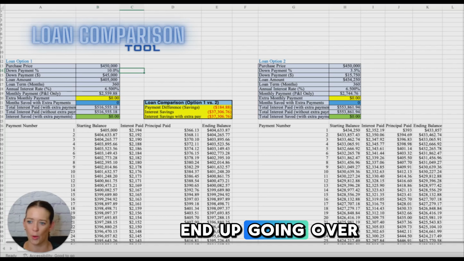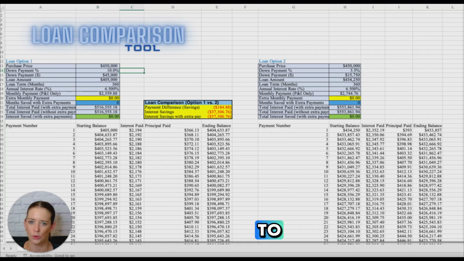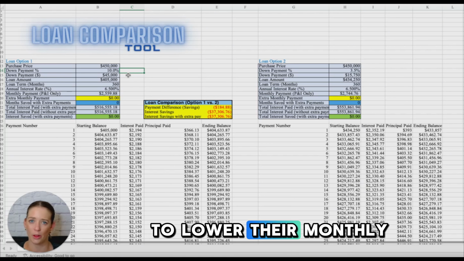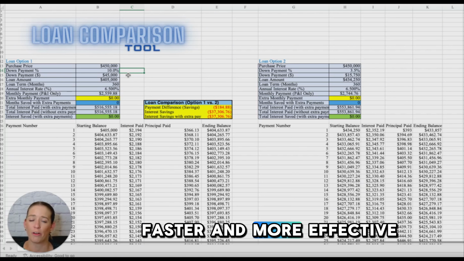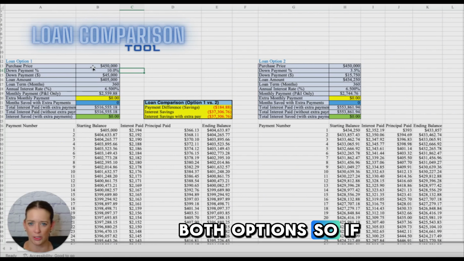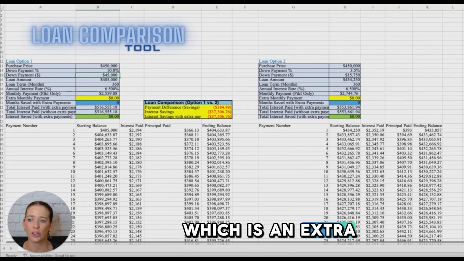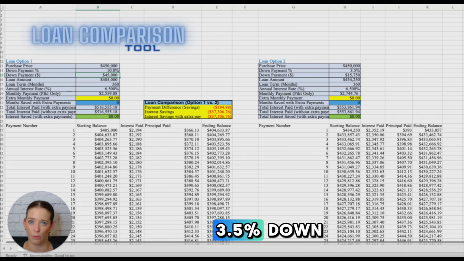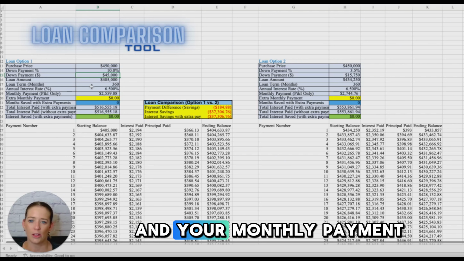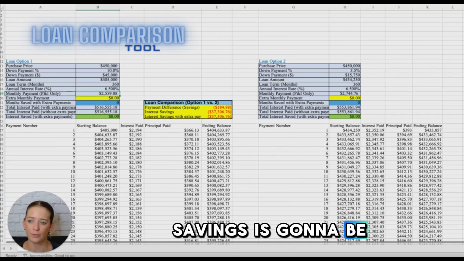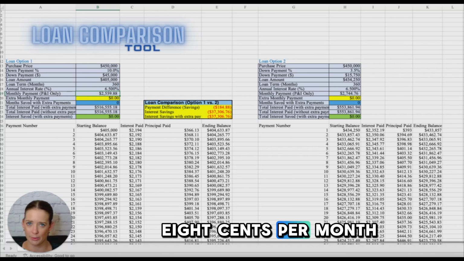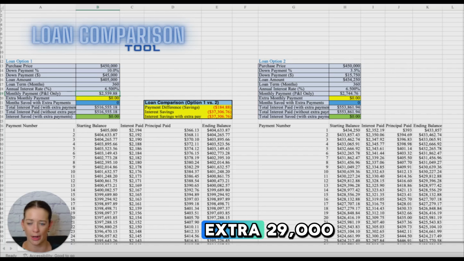But what I often end up going over with them is the way you can utilize seller credits to do an interest rate buy down to lower their monthly payment. And that's usually a faster and more effective way to do so. But I'll show you both options. So if you put 10% down, that raises your down payment to $45,000, which is an extra $29,250 compared to the 3.5% down. So you're an extra $29,250 out of pocket, and your monthly payment savings is going to be $184.88 per month. So it's not a huge difference for an extra $29,000. So not a huge impact.